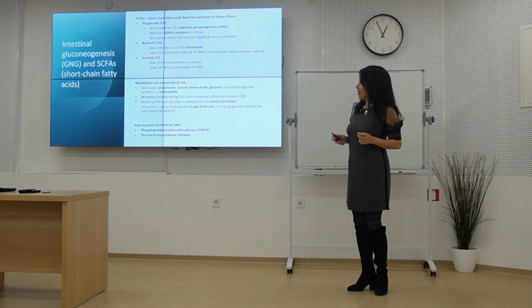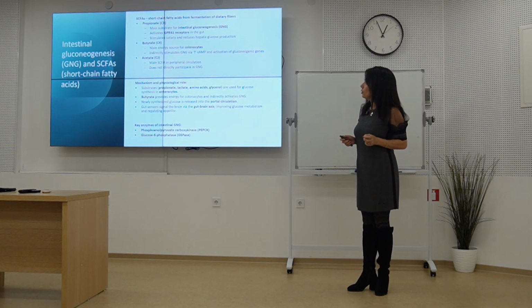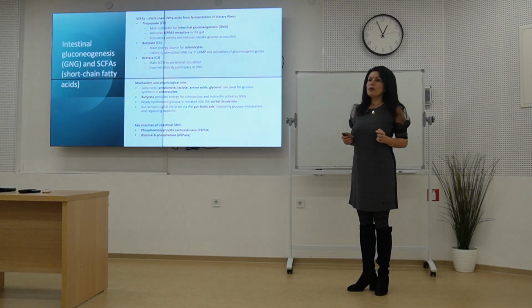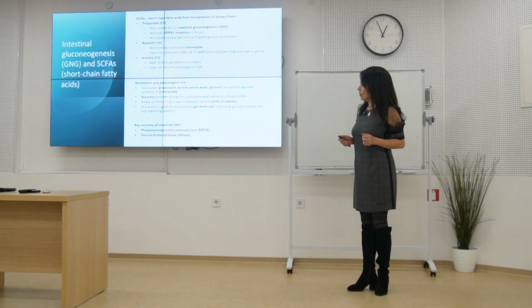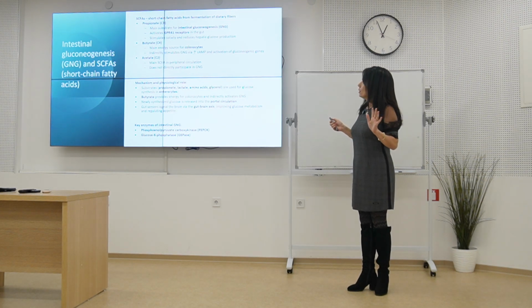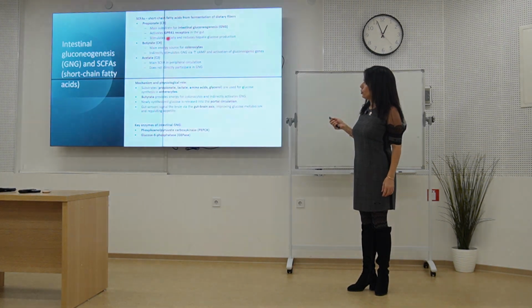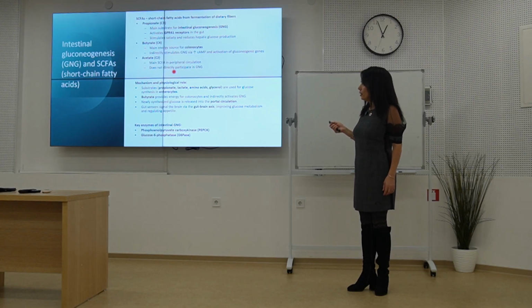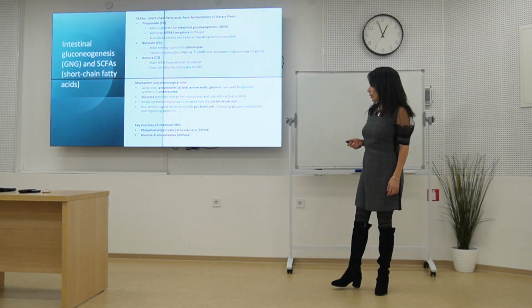The small intestines use gluconeogenesis thanks to short-chain fatty acids, which are formed thanks to the fermentation of dietary fibers. And these are propionate again, which is a source for GNG locally, but also butyrate with 4 carbon atoms, which is the main energy source of colonocytes, and acetate, which is the main short-chain fatty acid in peripheral circulation, but that does not directly participate in gluconeogenesis.